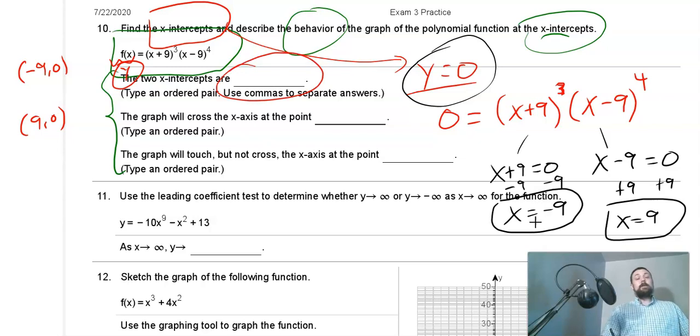But then you want to know, does the graph cross or touch the x-axis at these points? The way you determine that is by looking at the multiplicity, and the multiplicity is determined by the exponents, just like we saw earlier. So for this x-intercept, negative 9, the multiplicity of that root was 3, which is an odd number. If it's odd, the graph will cross the x-axis at that point.